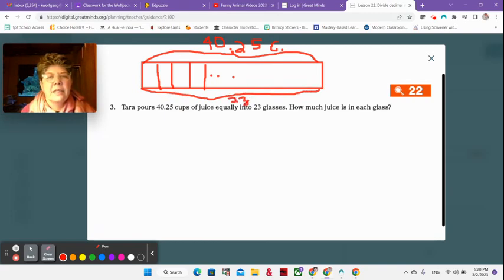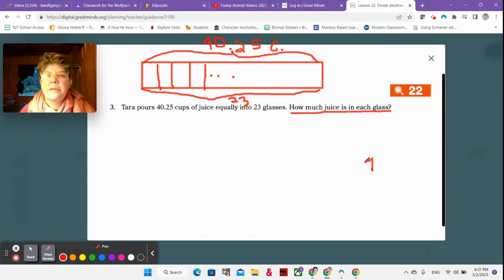23 glasses, right? And the question is, how much juice is in each glass? So you're right, we're going to divide. And using the standard algorithm and the area model at the same time, let's give that one a shot and see how we can do with that.